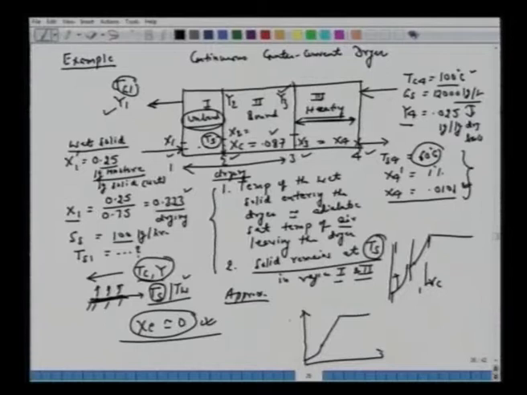So the question here is to find out total theta: theta 1 for region 1, theta 2 for region 2, theta 3 for region 3. How much contact time, how much residence time do we have to give to bring this solid content from here to here, with the specification given to us here.